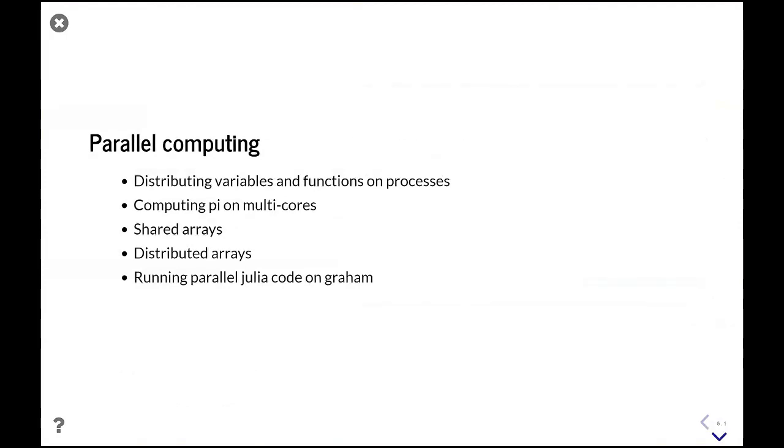Okay, the last part of this talk: let's take a quick look at parallel or distributed computing with Julia. In particular, we will look at these five topics: distributing variables and functions on participating processes, and then a particular example of computing Pi using multi-cores, and shared arrays versus distributed arrays for memory considerations. And lastly, we will show how to run parallel or distributed Julia code on a cluster, GRAM.